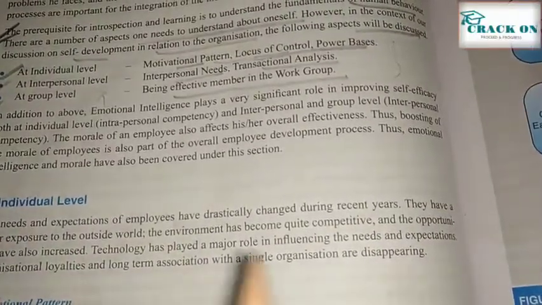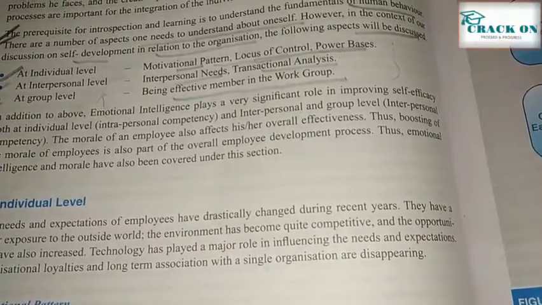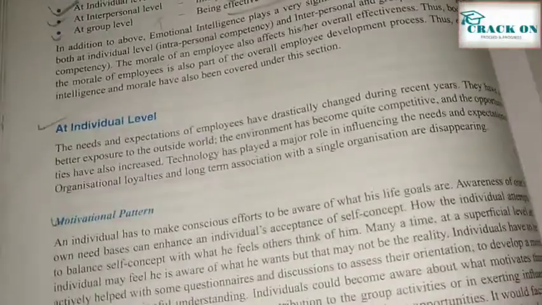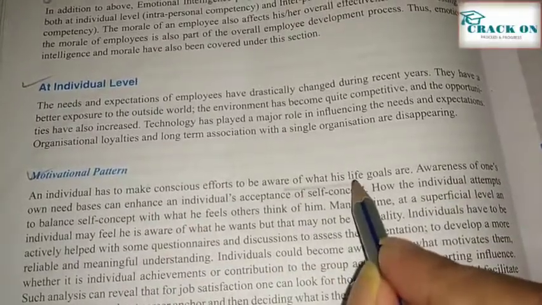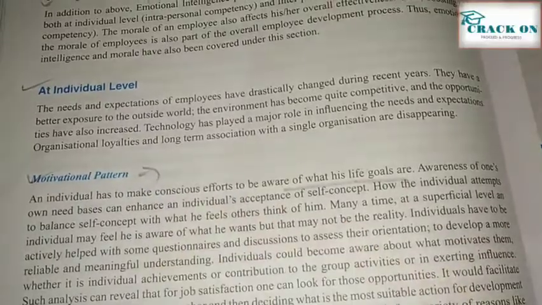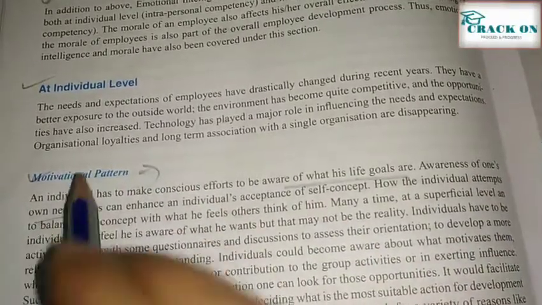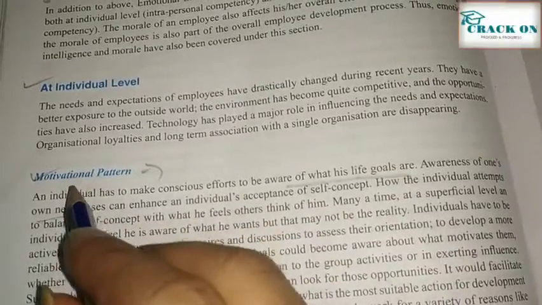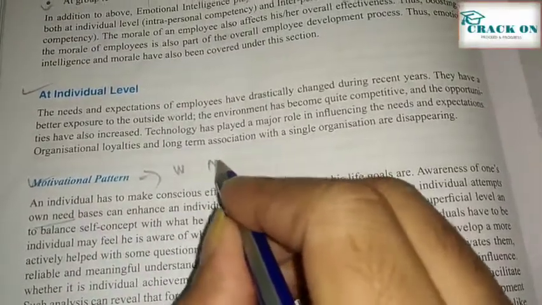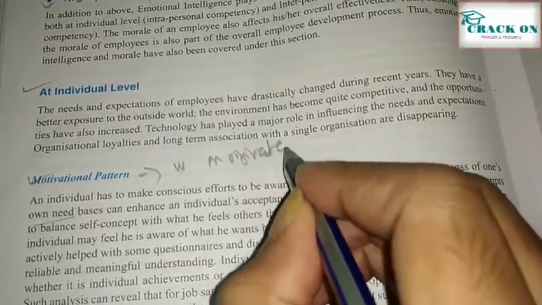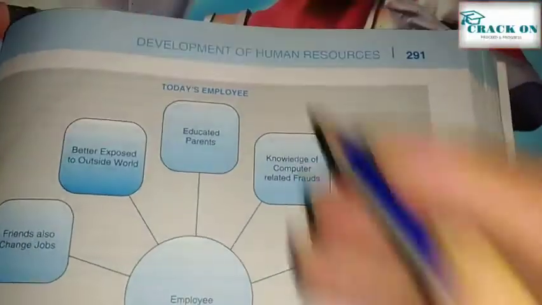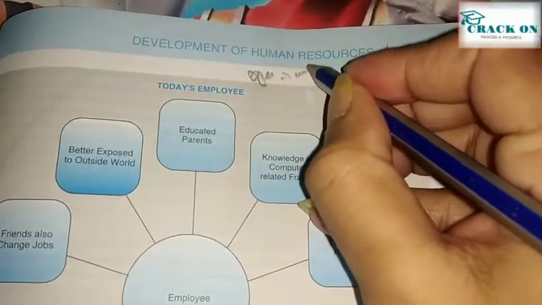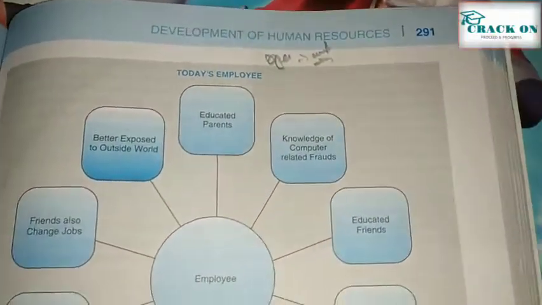So at the individual level, that is the motivational pattern. First one is motivational pattern, and an individual has to make a conscious effort to be aware of what his life's goals and motivation are, right? So it's awareness of one's own. At the individual level, we should always feel motivated. Then only we can enjoy our work. Whatever job we are doing, just feel motivated and do the work. In a bank also, whatever role you are getting, whether it's operations or credit, just feel motivated to learn new things. Then only you can enjoy the job.